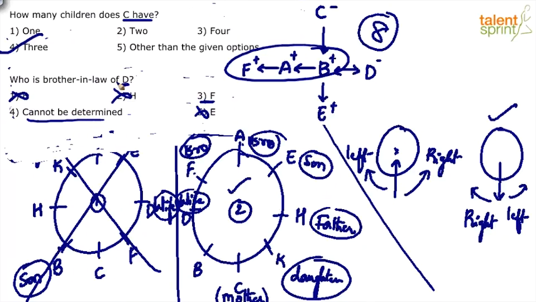Who is the brother-in-law of D? Is it F or cannot be determined? A better option here is F. F is the brother-in-law of D. Of course, you can argue that A is also the brother-in-law of D, but from the given options, the best one is F. I would not go for cannot be determined. You are able to follow? Of course, if options were given as F and A, then it would have been even better, but options are not given that way, right? So F is the answer. Option 3 is the answer. Clear all of you? F is the right answer, option 3.